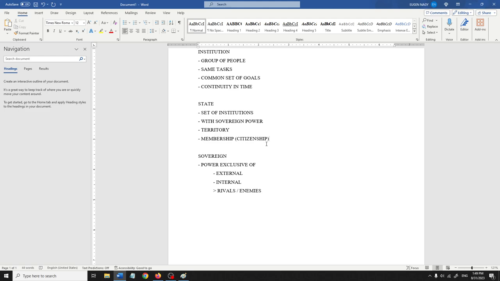And in today's world, not only has every single inhabitable area on Earth been assigned to a state, but also every single human being who is born on Earth is assigned at birth to a state through this membership, through what we call citizenship. And nobody's asked if they want it or not, because you're assigned at birth. Also, this is by convention between states. By convention between states, we have decided that every single human being needs to be assigned to a state.